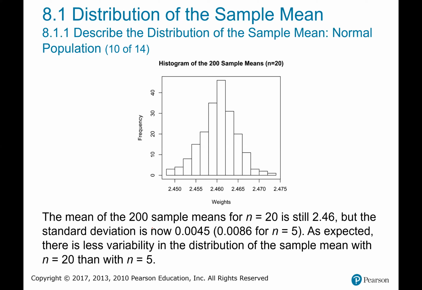So again, guys, as expected, there is less variability in the distribution of a sample mean with n equal 20 than with n equal 5. So yes, that was true. As the sample size n increases, the standard deviation decreases. So now let's move on.